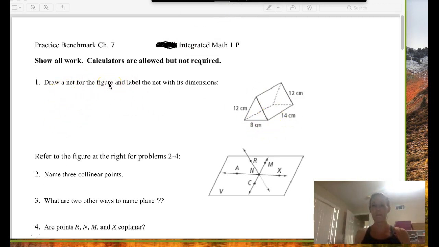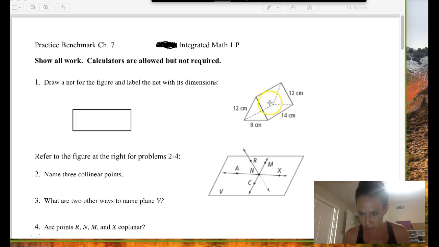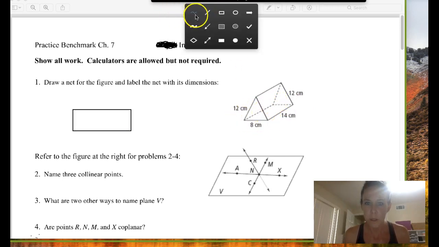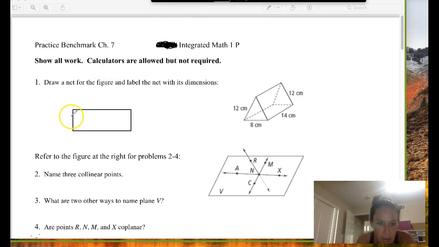A net is a two-dimensional way to draw a three-dimensional figure. Kind of think of it like origami, right? You're unfolding it or you're folding it up. So let's start with the base. The base is a rectangle, okay? And I need to label it. So I'm going to label it 8 centimeters by 14 centimeters.